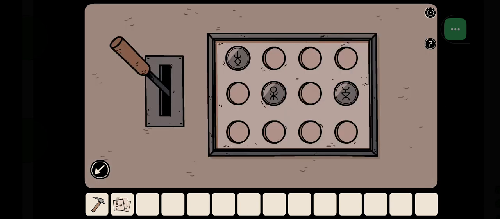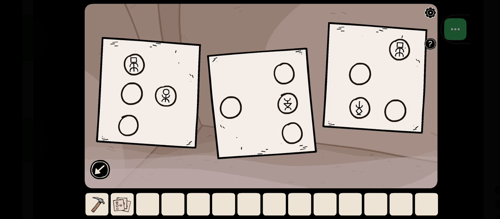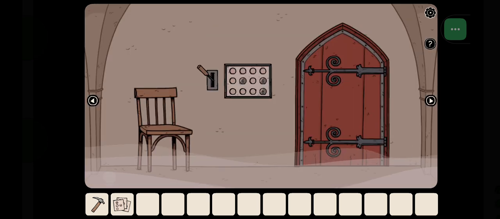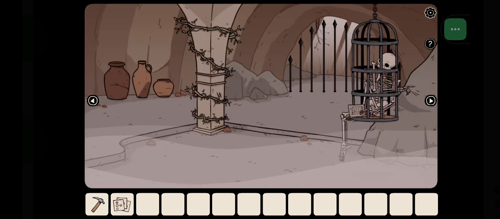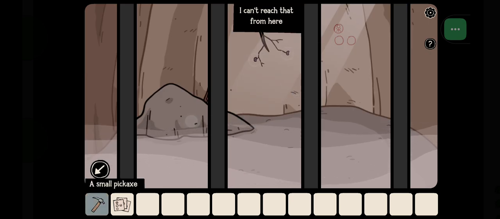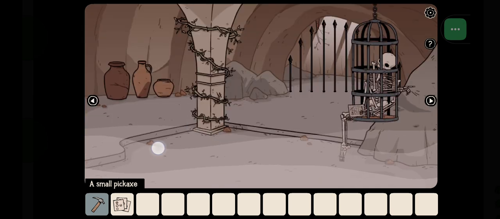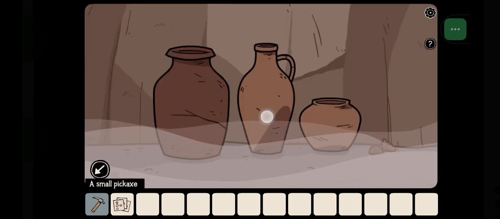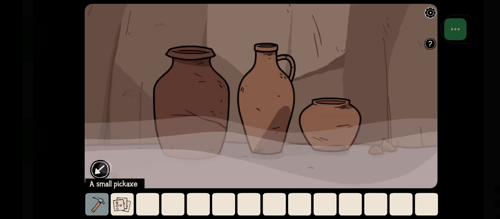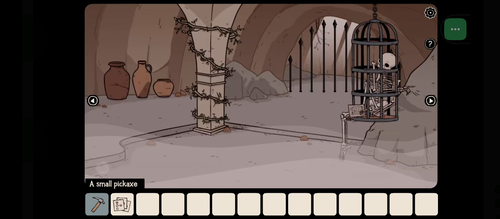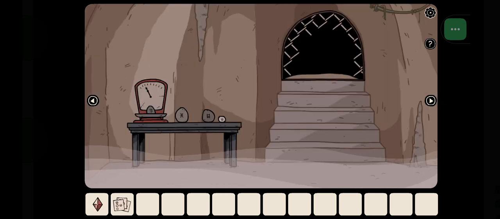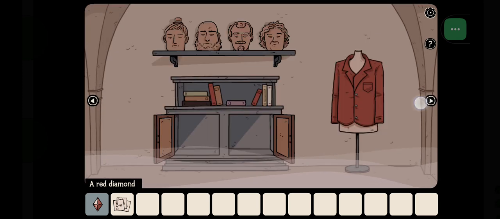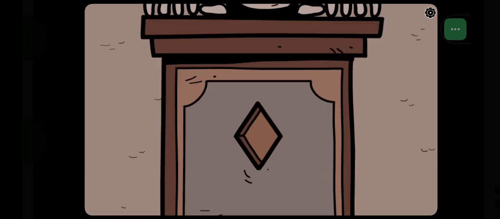Now what? So we have, wait, there's the diamond. But we're still missing some pieces. So maybe I can use this? Oh goodness, I can't reach that from here. Now where will I mine something? Now where will I use that small pickaxe for? Oh! This one! It's from the skeleton on the drawing. Red diamond. And I believe this one can fit on this one.